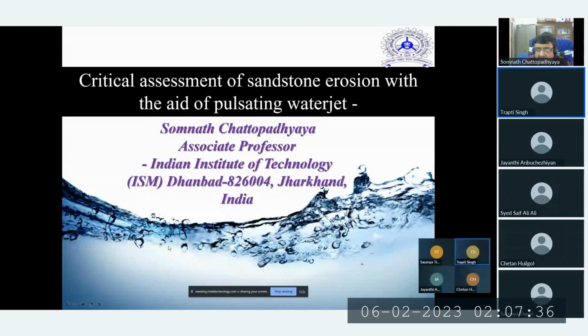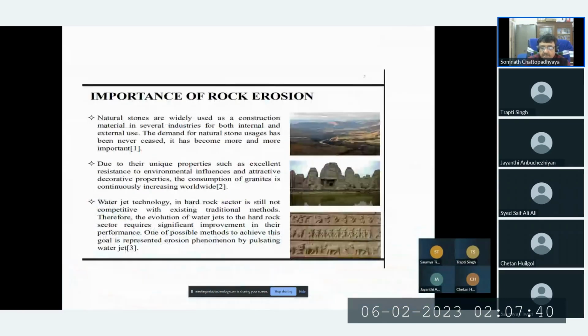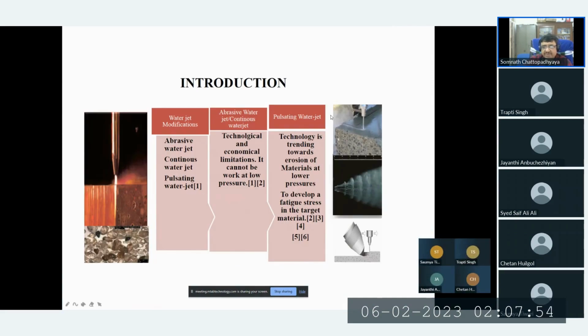Pulsating water jet tends toward erosion of material at lower pressures because the pulsation will have a hammer effect, and that will develop a fatigue stress, a cyclic stress, which is responsible for the micro and then macro failure and disintegration of materials like sandstone. So this is a terrific technology to get that even at lower pressure than the conventional water jet. I have been discussing the importance of rock erosion. The pulsating water jet is a very recently developed technology where pulsations are inflicted, and on the basis of that the material erosion takes place.